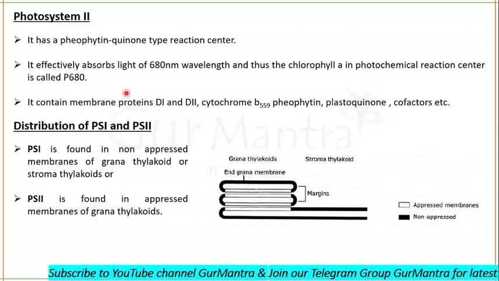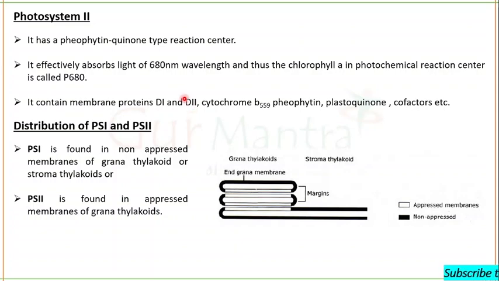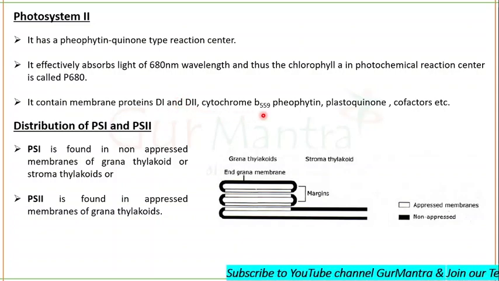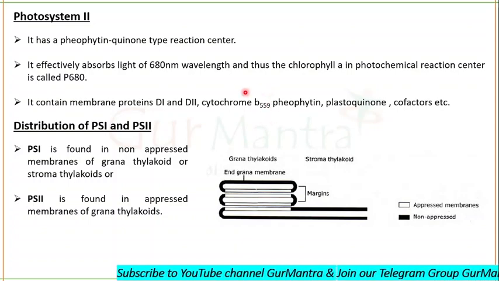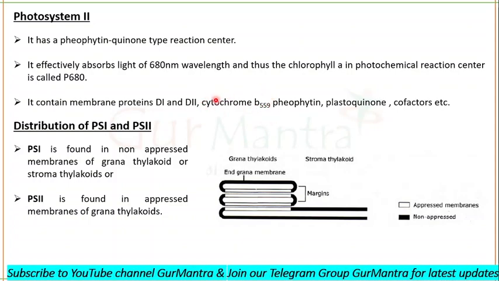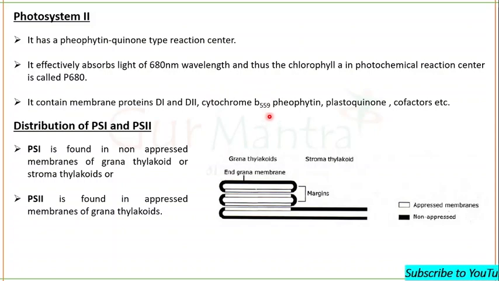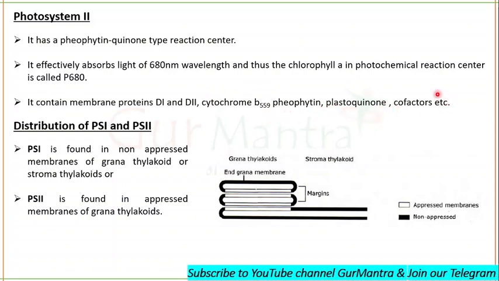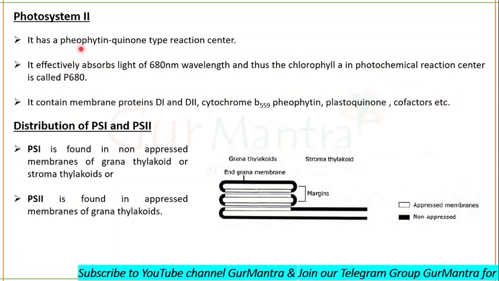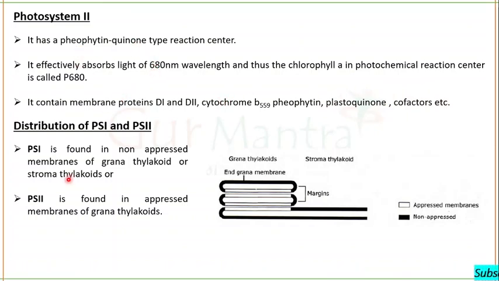So photosystem 2 will have D1 and D2 proteins. You have to remember this, and they will also have cytochrome B559. You will also know about the role of this cytochrome B559. Others, pheophytin and plastoquinone and other cofactors are also present in photosystem 2.